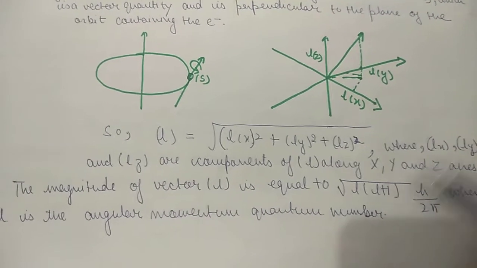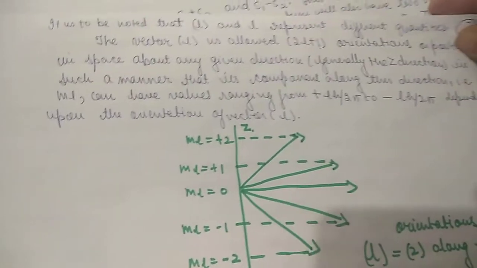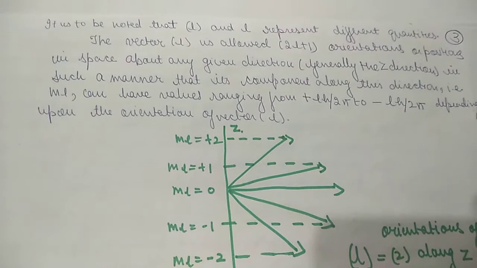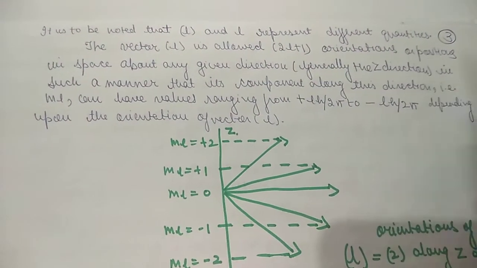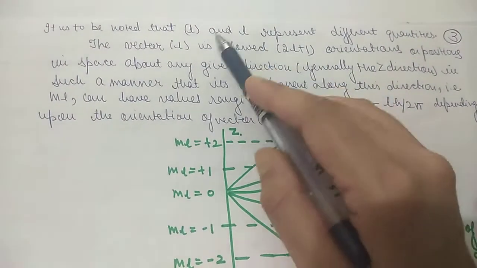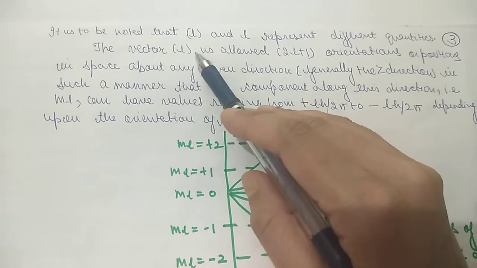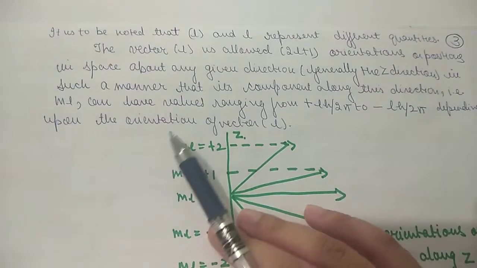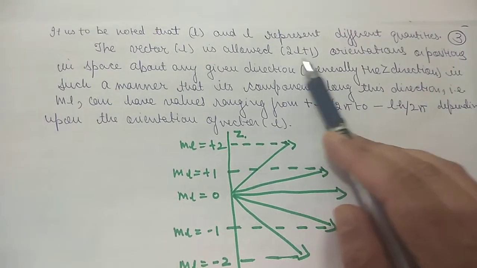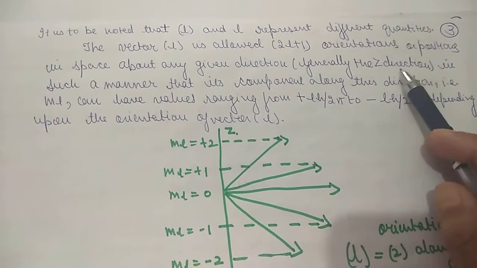Now next, one thing very important which you have to notice: this l and this L represent different quantities. This small l is the azimuthal quantum number or angular momentum quantum number, whereas this L, which is in brackets, is the vector quantity, the vector L, that is allowed 2l plus 1 orientations or positions in space about any given direction. Generally we take the Z direction.